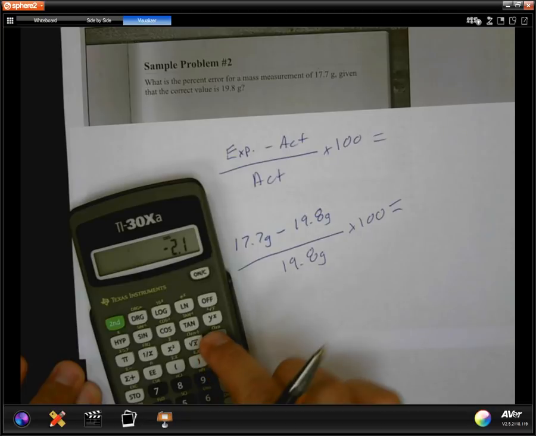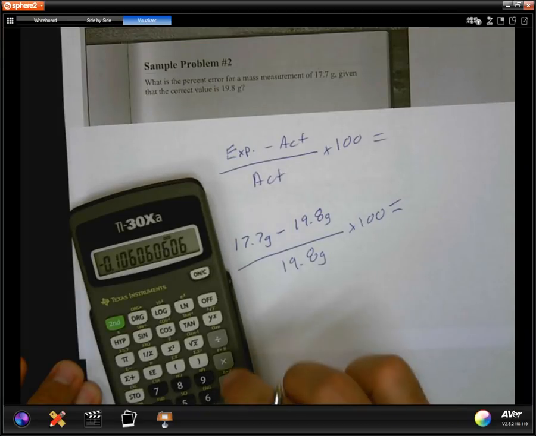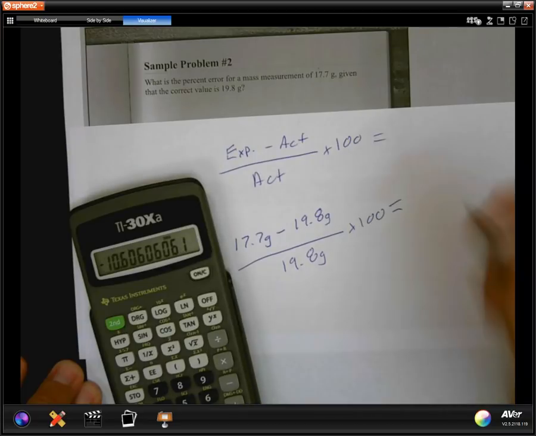I will divide that now by 19.8 to give me 0.106. I times that again by 100. And it's going to give me a negative 10.6% error.